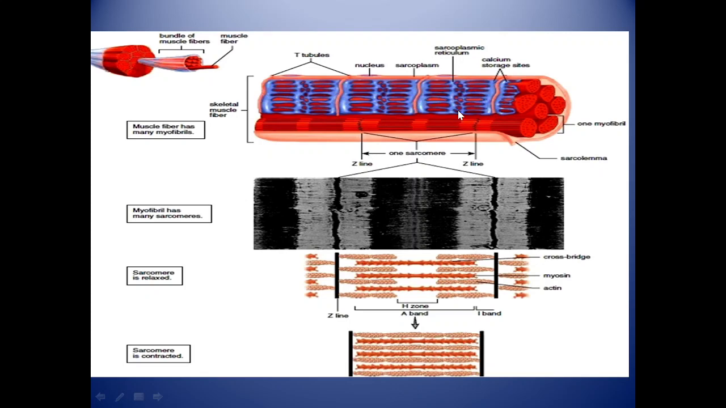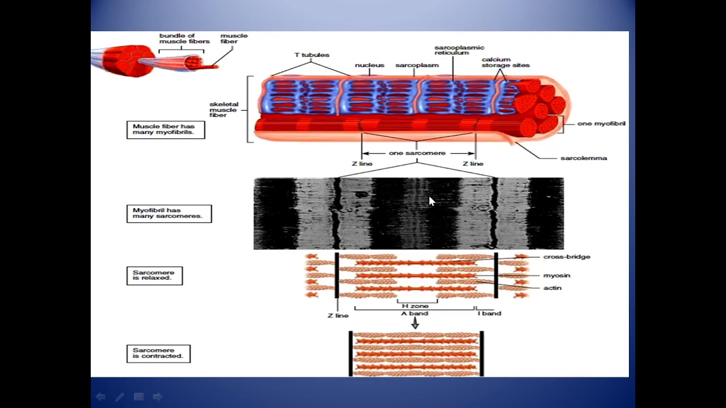So here you have the H zone, then this is the Z line, these are the actins. Okay, so you get it. So here is the Z line. As I told you, this is the Z line. So this is one sarcomere. Then next, the myofibril has many sarcomeres.